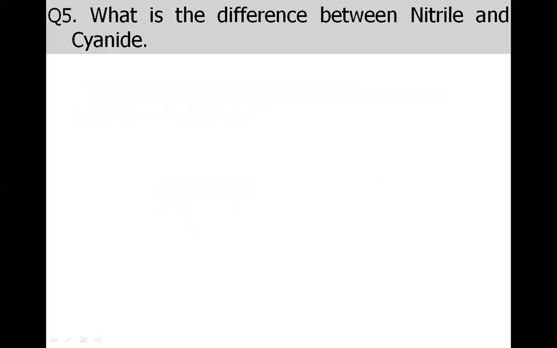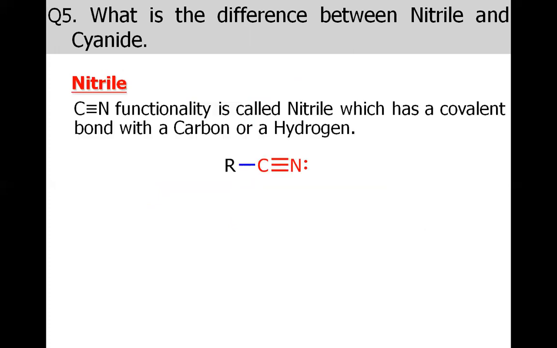The fifth question was, what is the difference between the nitrile and cyanide? It has always been a very interesting question, because sometimes students get confused and they think that both nitrile and cyanide are similar species, but this is not the case. Let's discuss what nitrile is. It's a C triple bond N functionality called nitrile, which has a covalent bond with a carbon or a hydrogen.